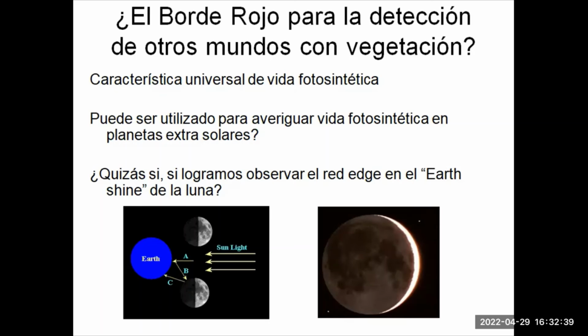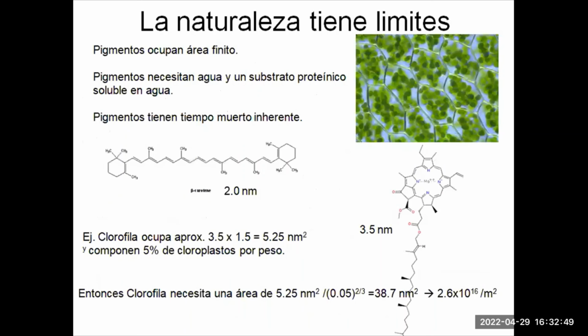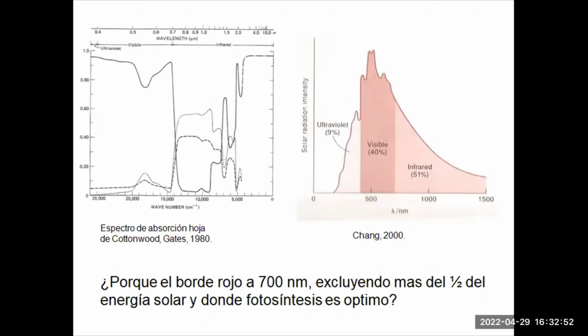So now the red edge is something quite well defined, especially if you're very close to the vegetation. As we saw in this graph, the red edge is very well defined. The reflection here is very large, so that should show up. If there are planets of other stars, extra-solar system stars, then maybe we can detect the red edge.